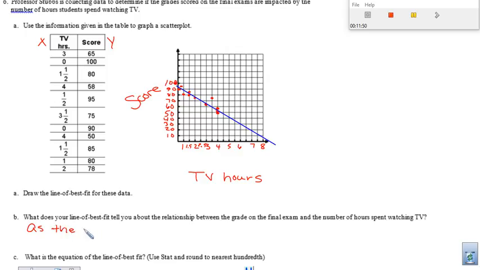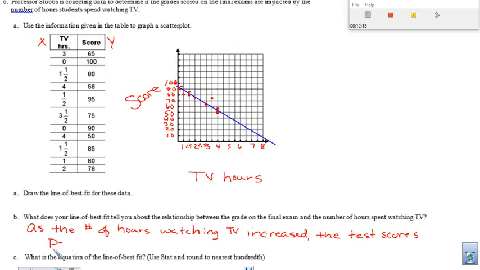as the number of hours watching TV increased, the test scores decreased. So we would call this a negative correlation.